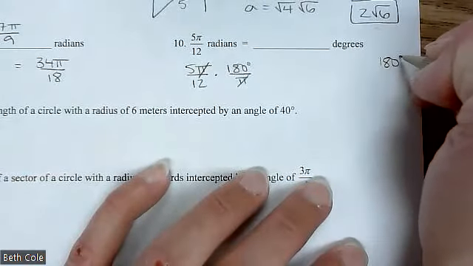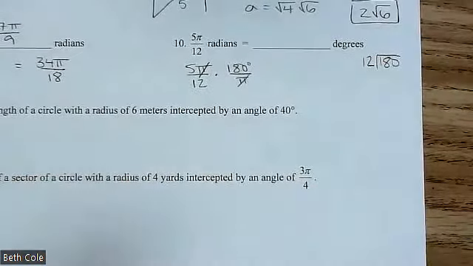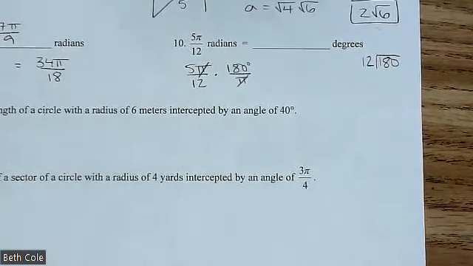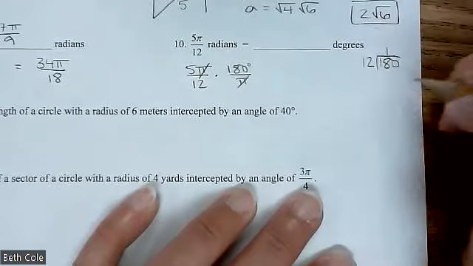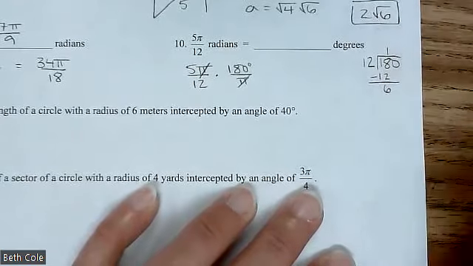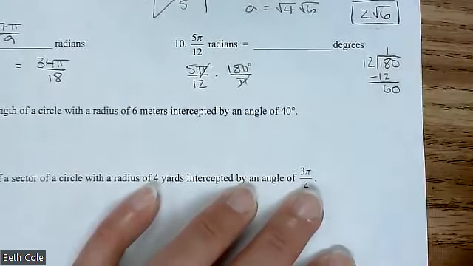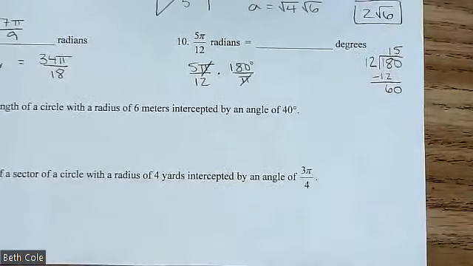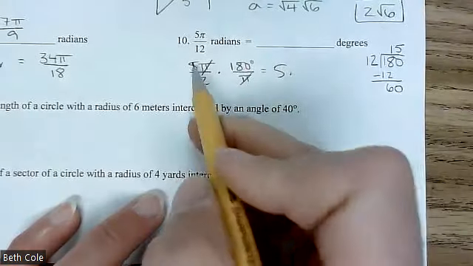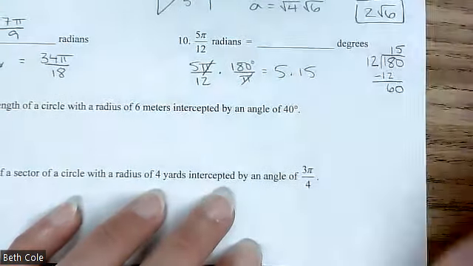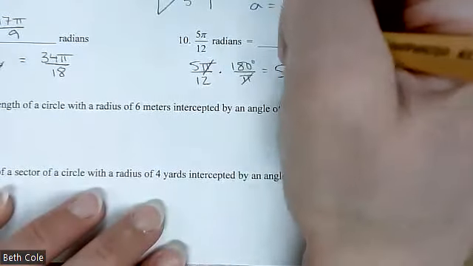So this is going to be a little side problem. If you can do it in your head, that's cool, but you've got to get through it somehow, however it happens in your brain. 12 goes into 18 once. Bring down the 0. 12 goes into 60 5 times. So this would be 5 times 15, is it 75 degrees?